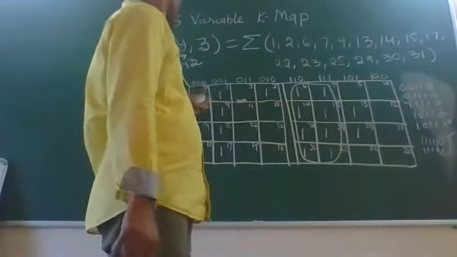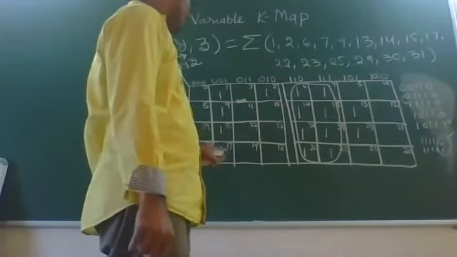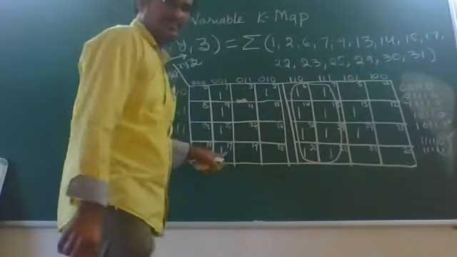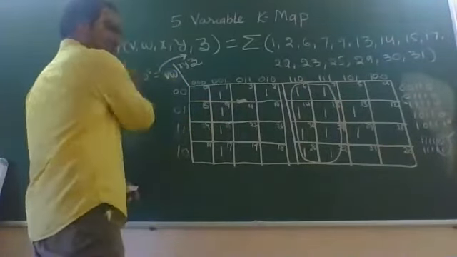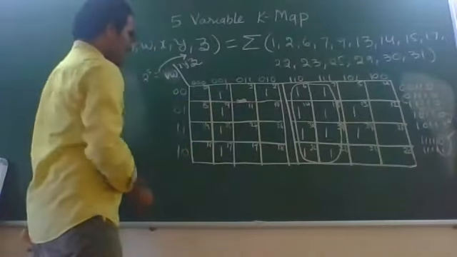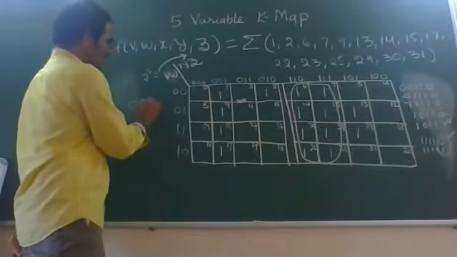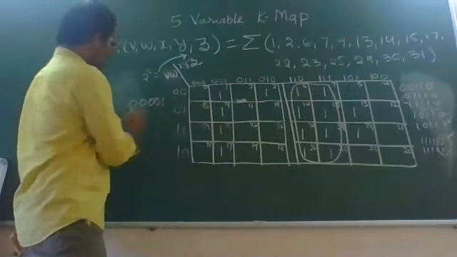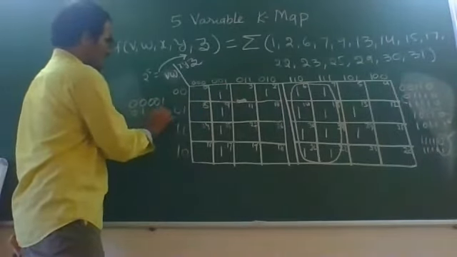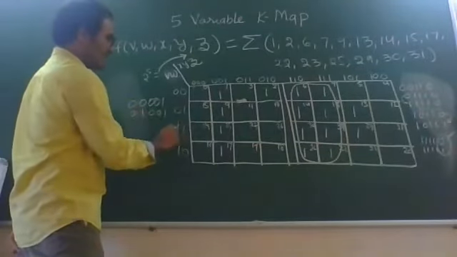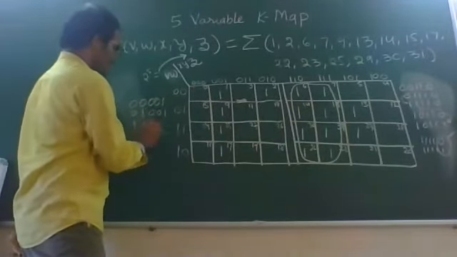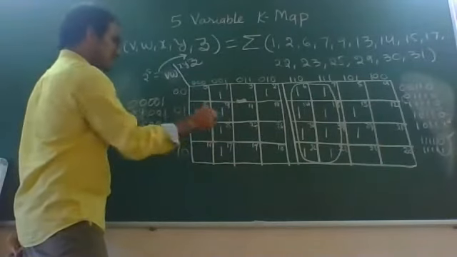So here 1, 9, 25, 17 seems to be adjacent. 1 in binary we write as 0, 0, 0, 0, 1. 9 is 0, 1, 0, 0, 1. So 1 and 9 are adjacent. And 25 is 1, 1, 0, 0, 1. 9 is adjacent to 25.